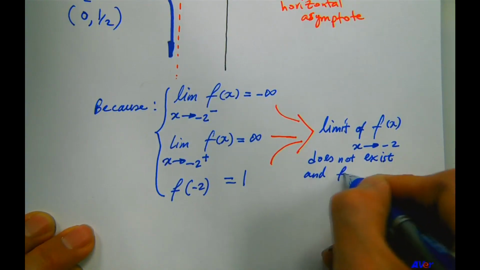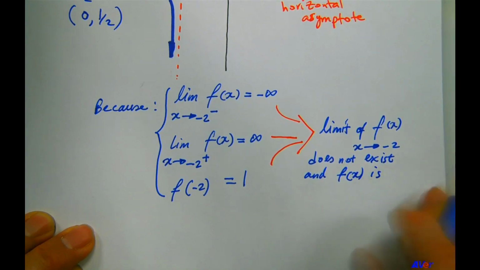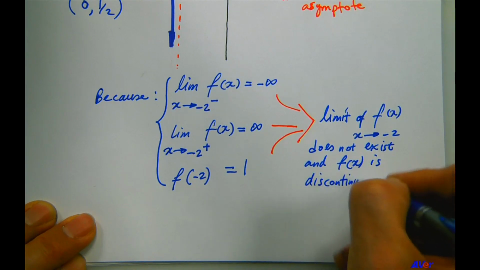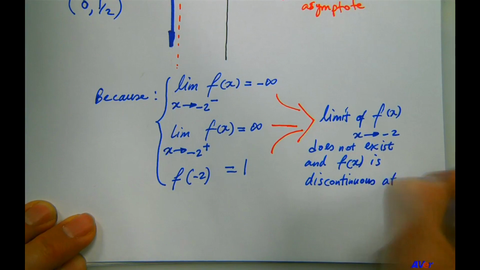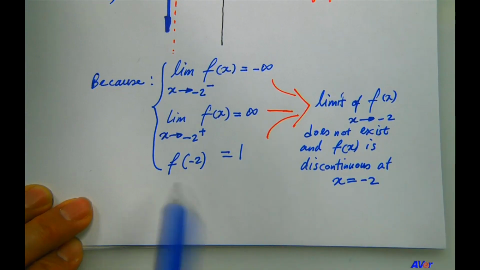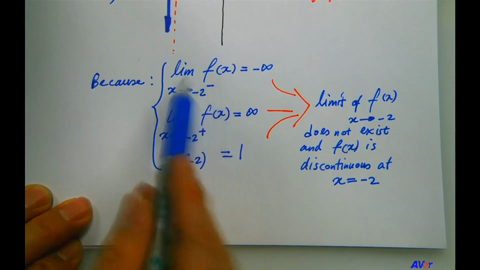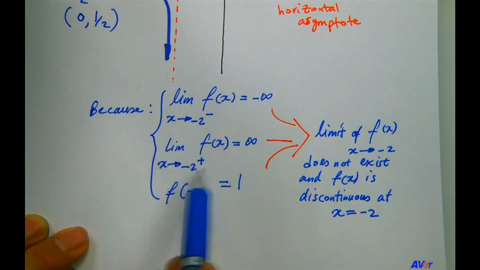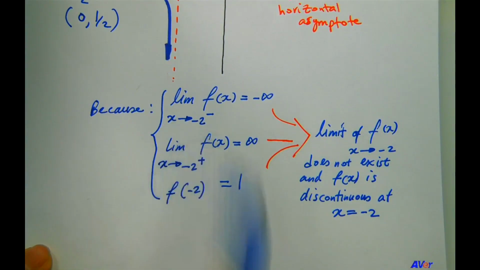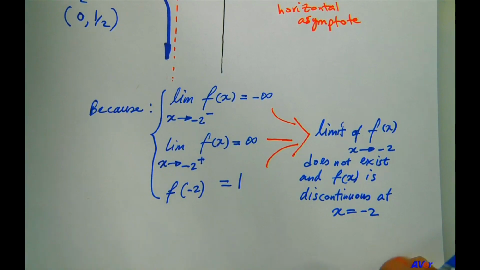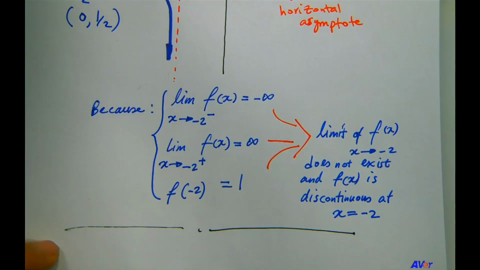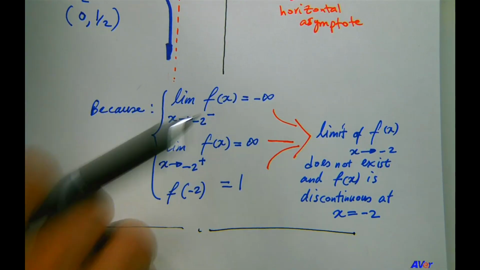and function f of x is discontinuous at x equals negative 2. The value of the function is nothing like the limits from the left and right, which, by the way, do not exist. The limit of the function as x approaches negative 2 from left or right does not exist. Okay? But the graph is more clear as to why we have discontinuity there. So let's do another example.